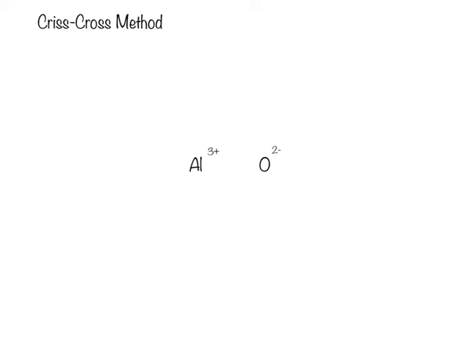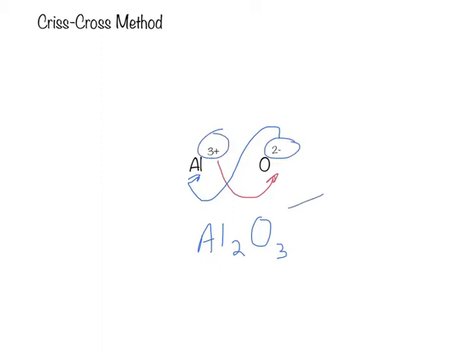The crisscross method, you take the cation charge and that becomes the anion subscript. You take the anion charge and that becomes the cation subscript. So we end up with Al2O3. Now, key thing is we don't keep those charges. They do not show up in our formula. So no charges in the formula.